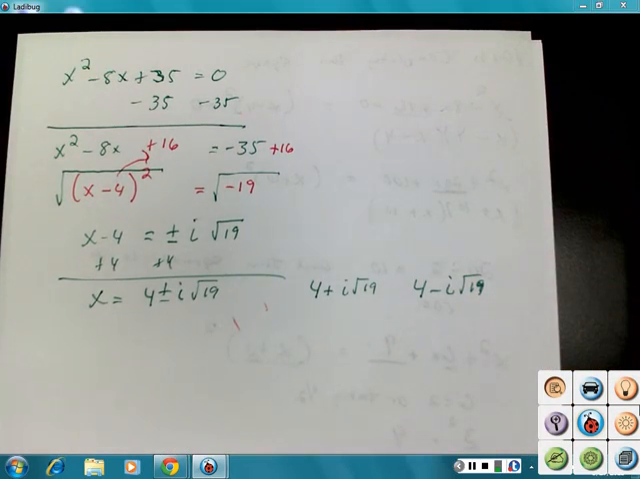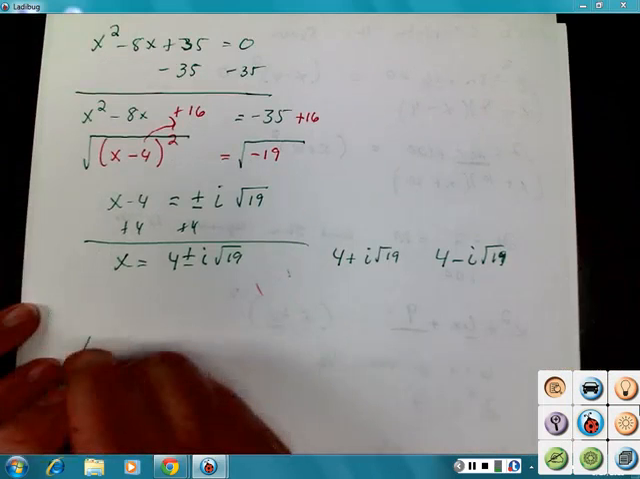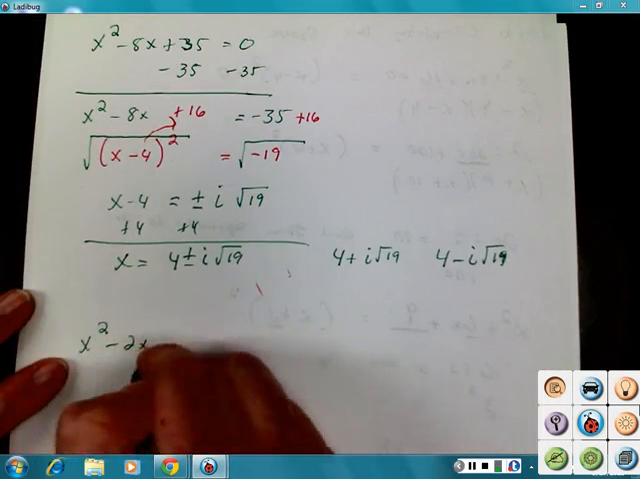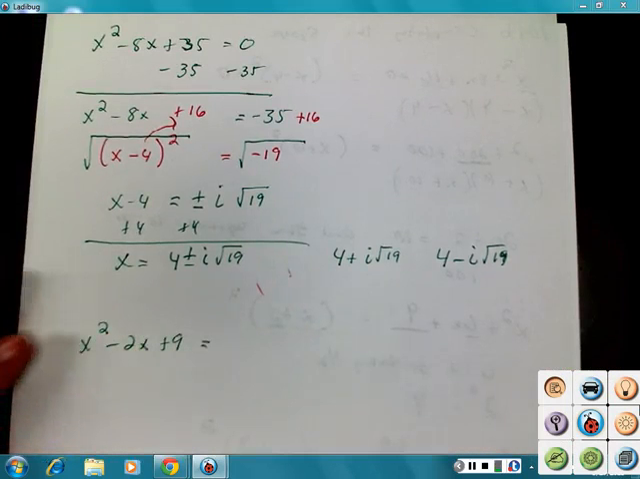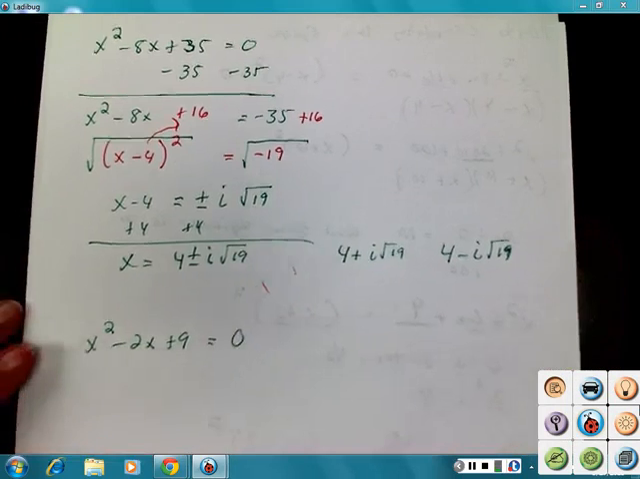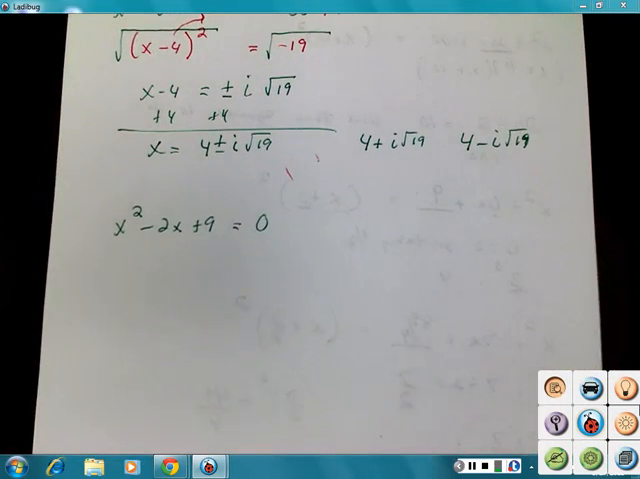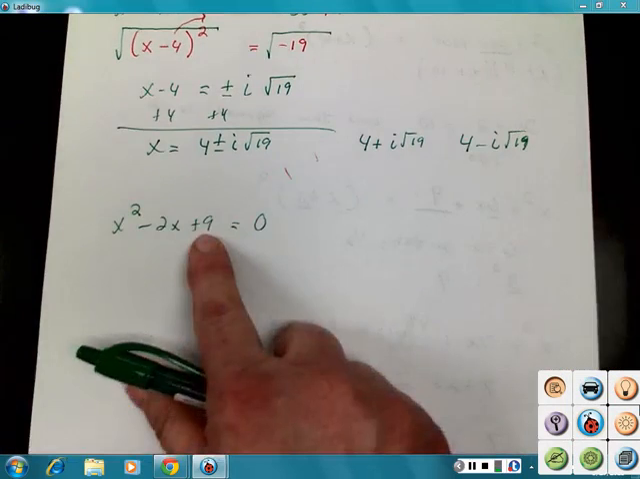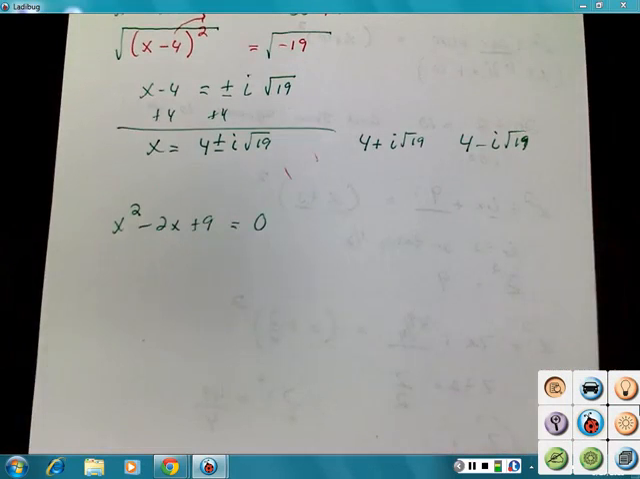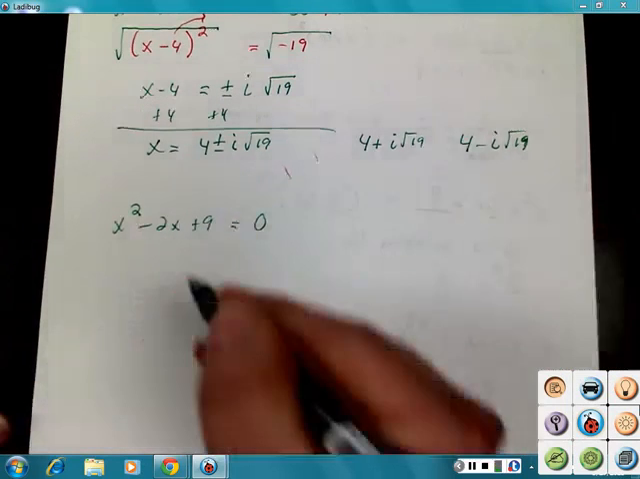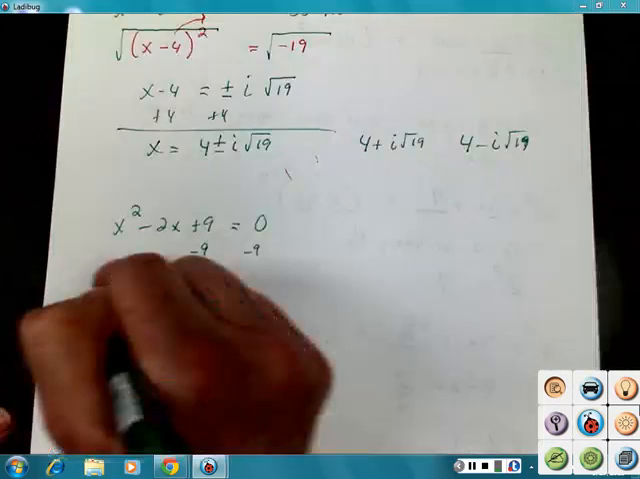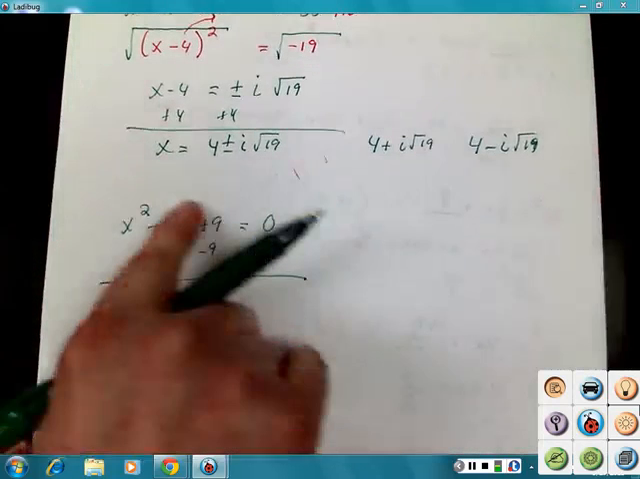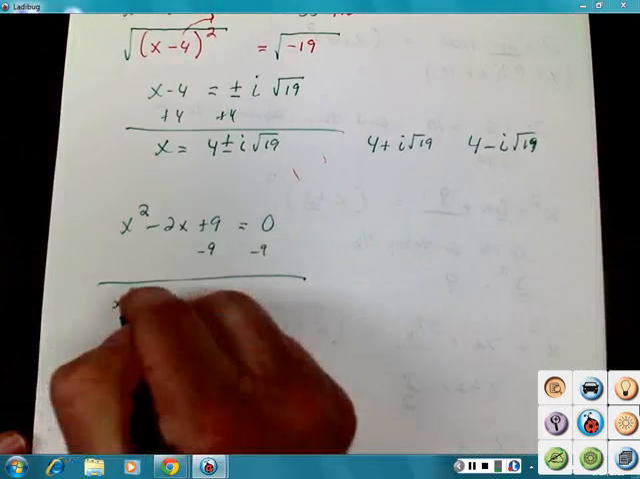How about this one? x squared minus 2x plus 9 is equal to 0. Can I factor that one? Always look to see if it does, but I can't get things in 9 that give me a negative 2 in the middle. So because of that, I'm going to subtract 9, because I need to get this first piece by itself.